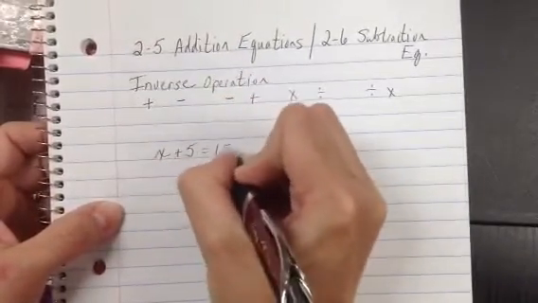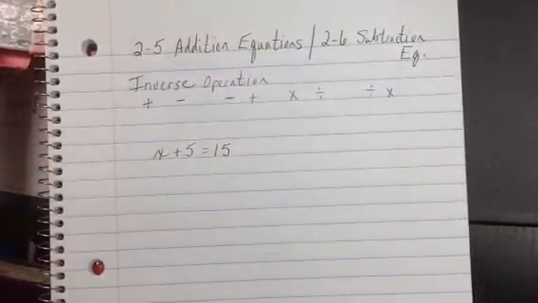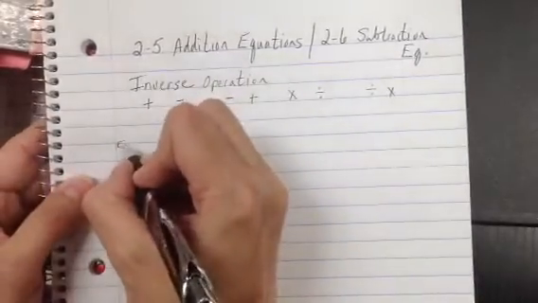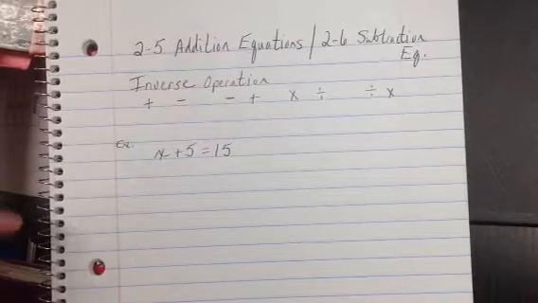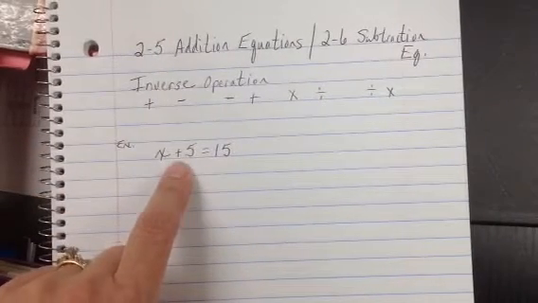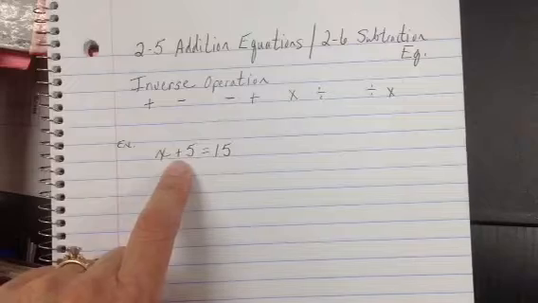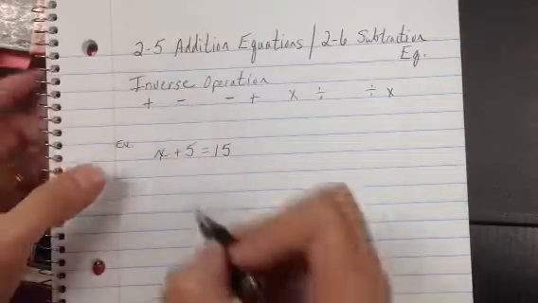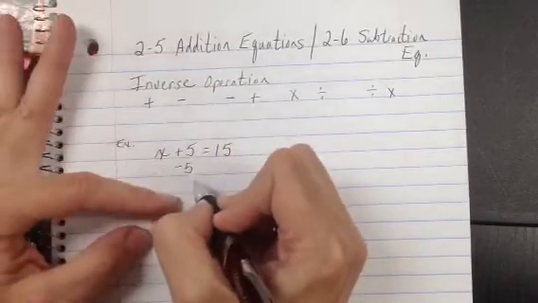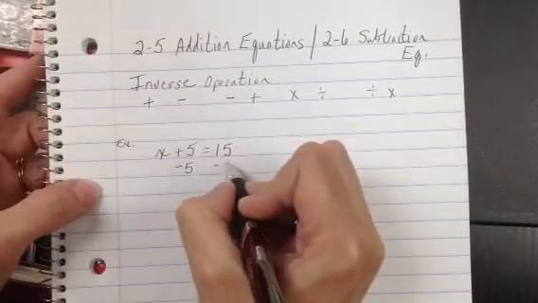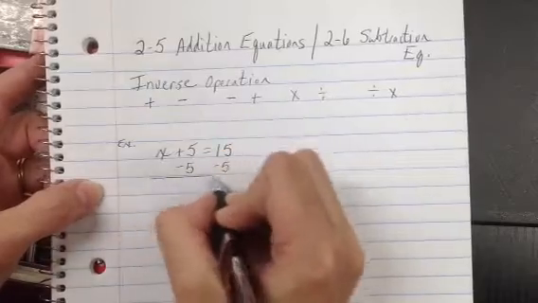So if I start with an addition equation, it might be something like x plus 5 equals 15. Yeah, x is 10. I know, you know. But this is our first example, and we're just starting to practice solving these so that we can do more difficult ones. So this is addition. What is the inverse operation to addition? Subtraction. So I'm going to subtract 5 from this side of the equation, and I'm going to subtract 5 from this side of the equation.